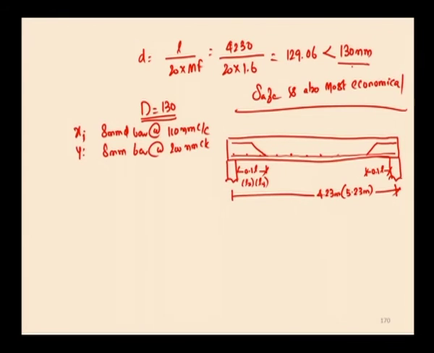So, both the reinforcements are main reinforcement since it is the two-way slab. Here this is the reinforcement along shorter direction, 8 mm at 110 mm center to center, and this reinforcement is 8 mm at 200 mm center to center.